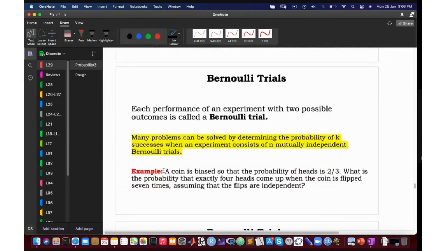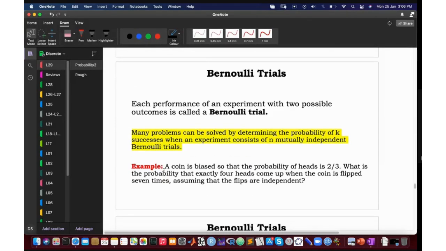Bernoulli trial. It is the same as for 6. I'm neither going to say yes or no.